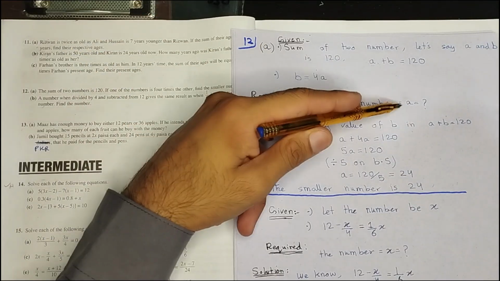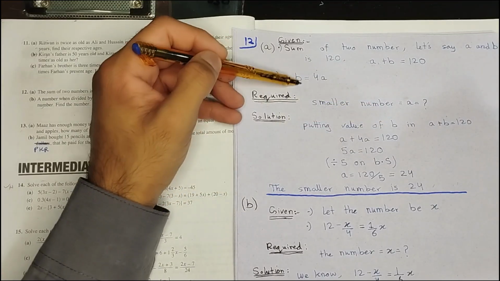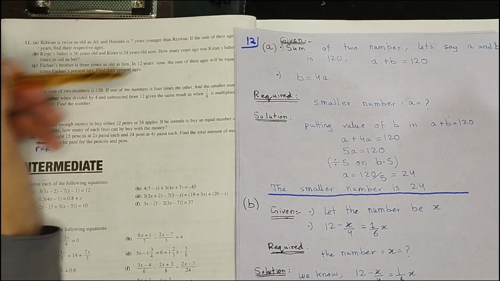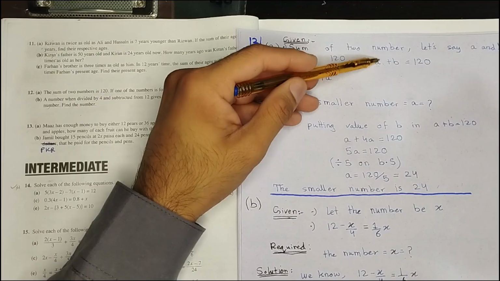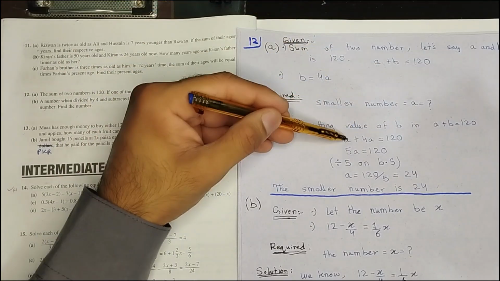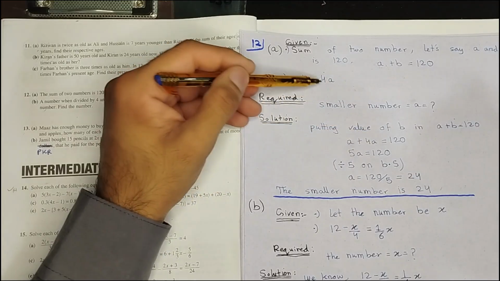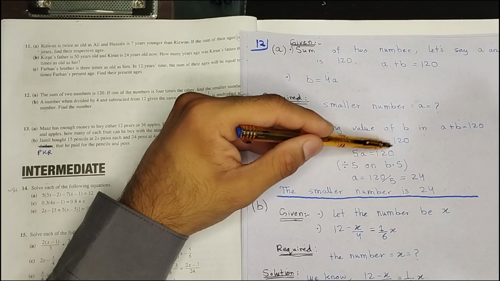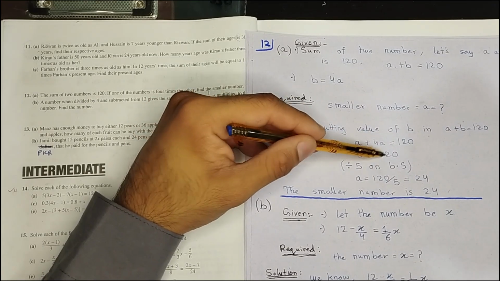Required is A. Okay, solution. We will put the value of B. B's value is what? 4A. From the question we got this. We're going to put this value in the equation that was given to us in the question. So for A plus B, instead of writing B, we will say 4A. So A plus 4A is going to be 120. Now A plus 4A is going to be 5A. 5A is equal to 120.